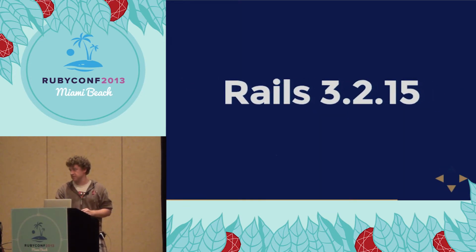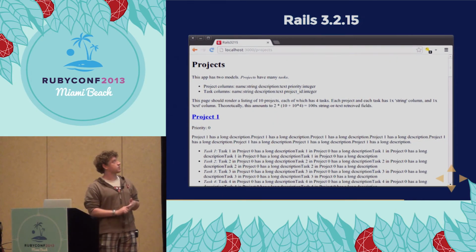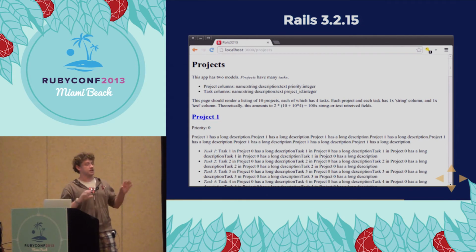Let's look at Rails 3.2.15, the latest Rails 3.2. So here I've got a very, very simple Rails app. It has two models, projects and tasks, and projects have many tasks. And on this page, we have a view with 10 projects, and each project has, I think, 4 tasks. And we're displaying these various fields of them. So theoretically, for this page, we are retrieving about 100 stringy fields from the database. So that's some context of what work maybe should have been done for this.